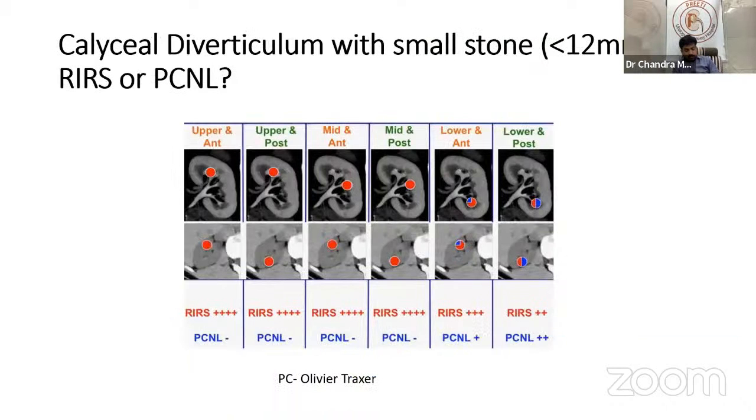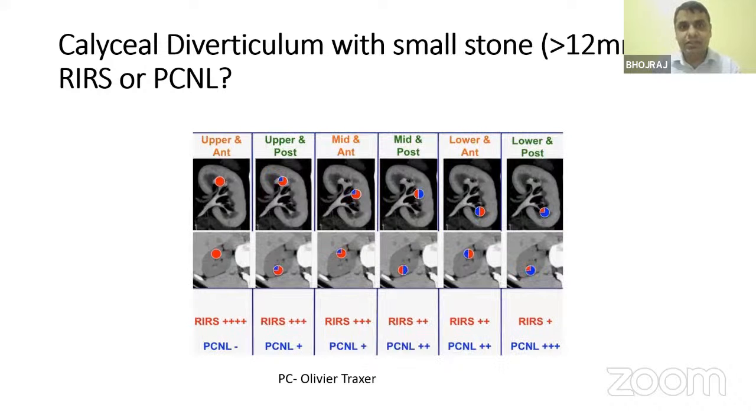So same thing, Professor Oliver Traxler from France, he has highlighted about based on the upper zone, lower zone, and mid zone, or whether anterior or posterior location. Of course, he's great, great proponent of RIRS, pioneer in RIRS. And he has also suggested for below 12 millimeter stones, I think RIRS comes first. Especially for lower pole posterior one, we should keep PCNL also in mind. More than 12 millimeter size calyceal diverticular stone, if large stones, if you talk in calyceal diverticulum, then RIRS, and if you go to lower pole or other one, then PCNL has definitive role. But upper anterior, those areas, he is very much selective to go for RIRS.